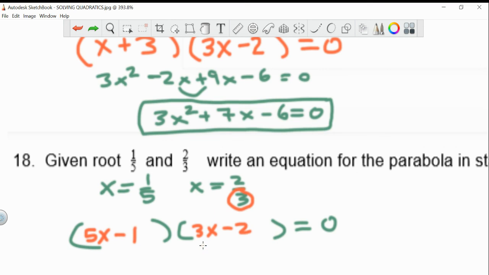So that is how you do these questions where you're given the roots and you're trying to solve the equation. It's working backwards. It's mostly FOILing. That's pretty much it.